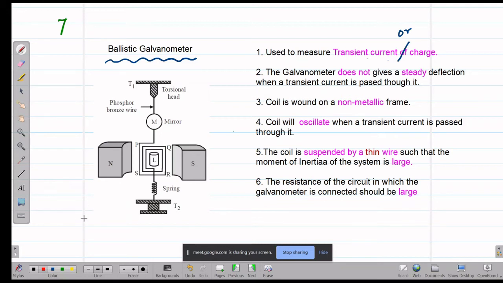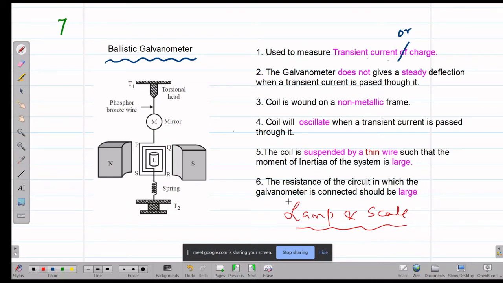For this we use something called a lamp and scale arrangement. As part of this lamp and scale arrangement, we have a mirror attached to the coil. We will worry about this later. We will not talk about how to measure the angle theta by which the coil turns right now.